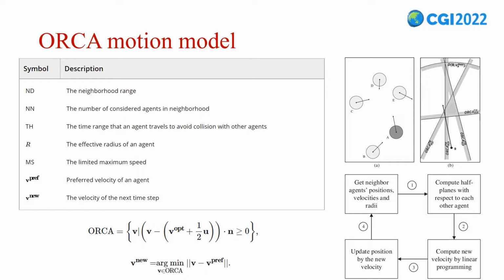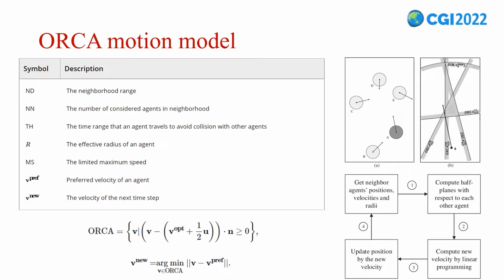Specifically, we explain the role of the important parameters in ORCA: ND, NN, TH, R, and MS. First, two parameters ND and NN are adopted to select necessary neighbor agents for subsequent computation. Second, the corresponding half-plane for each agent is directly constructed with their state, TH and R. Third, the permitted velocity set is formed by the intersection of half-planes according to MS. Finally, the collision-free velocity v-new is calculated using linear programming.